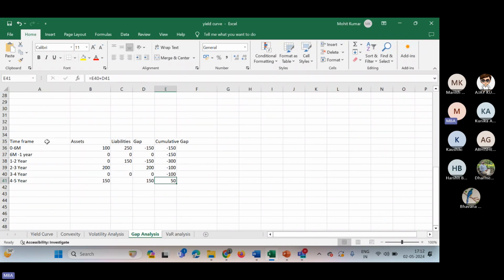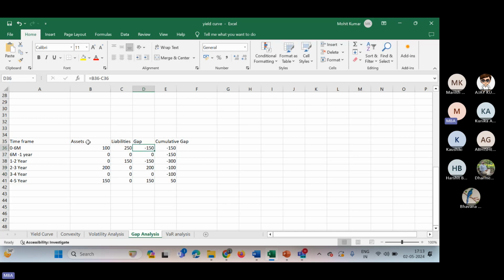So for example, that's how you will put all the time series here: 0 to 6 months, 6 months to 1 year, 1 to 2, 2 to 3, 3 to 4, 4 to 5. Then in one column you will keep assets. For 0 to 6 months they have 100 million, and in between they don't have any. 2 to 3 years they have 200 million. Then 3 to 4 they don't have any, and 4 to 5 years they have 150. Okay, coming to the liability side, they have 250 million in 0 to 6, then 0, then 1 to 2 they have 150, then they don't have any after that.